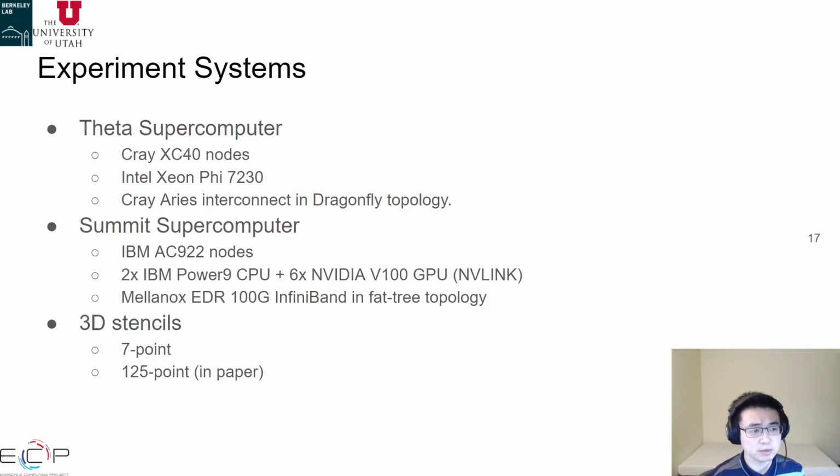We're able to test our method on two large-scale supercomputers. One is the Theta supercomputer using the Intel Xeon Phi nodes, and the other is the Summit supercomputer with IBM Power 9 CPUs and NVIDIA V100 GPUs. We tested our method using two synthetic 3D stencils. One is a 7-point stencil, which represents a more memory-bound stencil, and the second is a 125-point stencil that represents a more compute-bound stencil, whose result is shown in the paper.